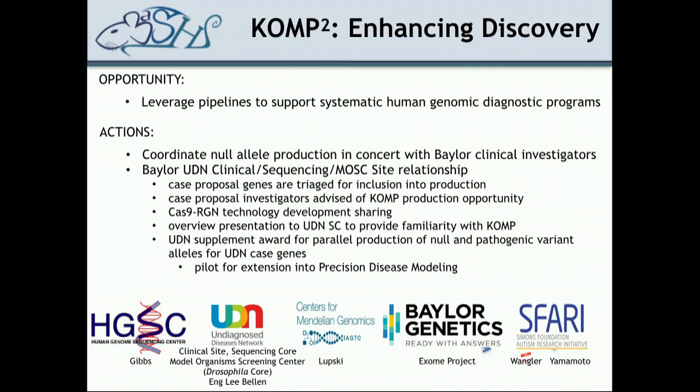And in addition, we've been embarking on pilot studies to begin to model precise disease alleles and utilize the infrastructure from the phenotyping pipelines to be able to provide phenotype information to the community. And that's a very valuable exercise, and something that we would like to see become more of a part of the overall landscape of many groups.